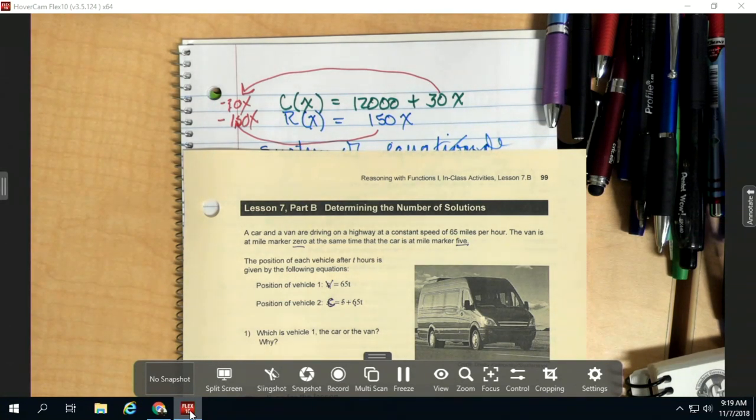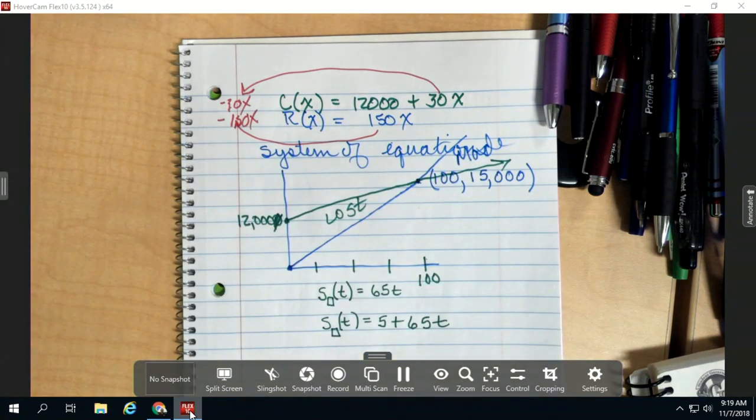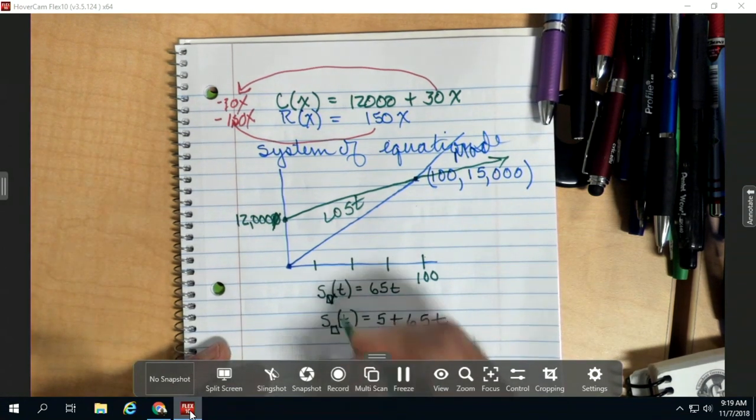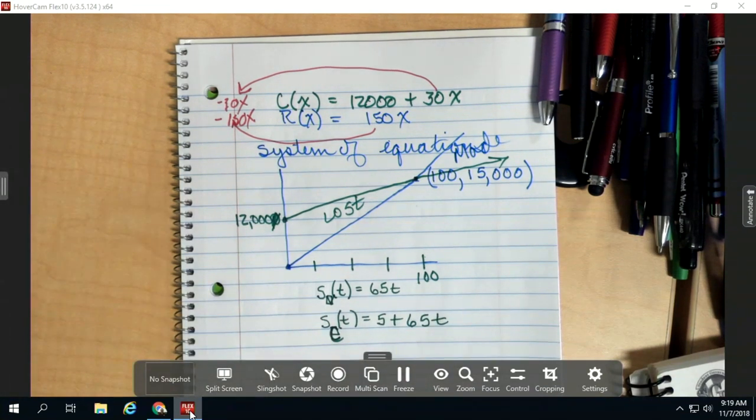Sometimes you still win. So what are you going to put? S sub what is the 65? S sub V is 65. S sub C is 65 plus 5. Okay, so do number 2. Fill in that chart. Go.